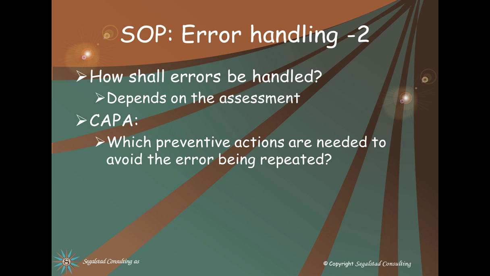And finally, the CAPA, Corrective Actions, Preventive Actions. Which preventive actions are needed to avoid the error being repeated? That could be, for example, update of an SOP.